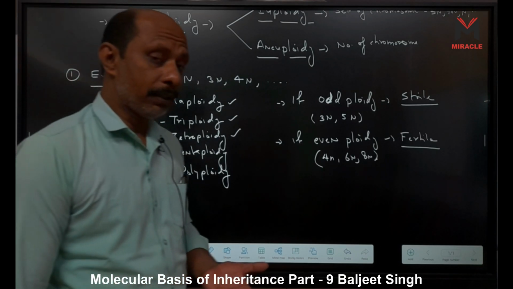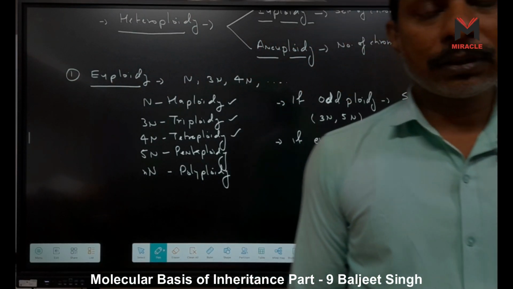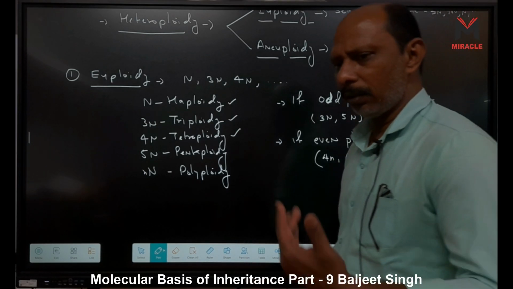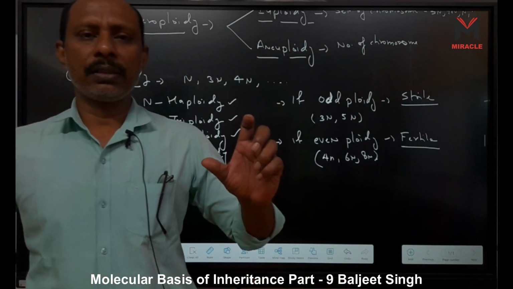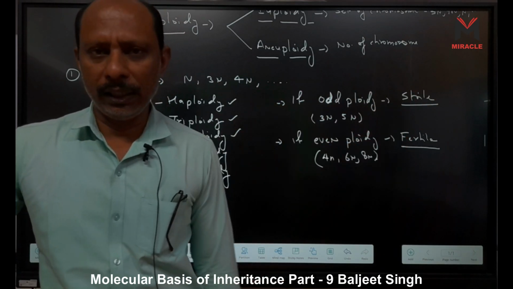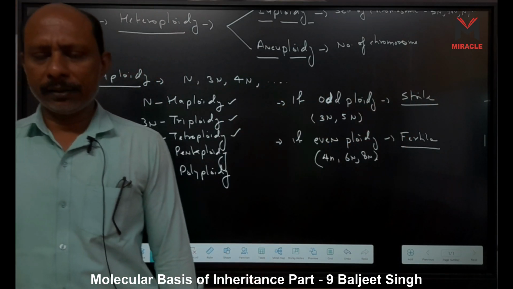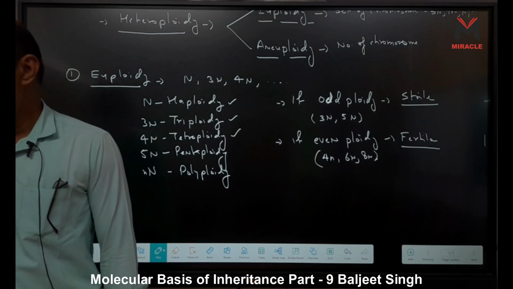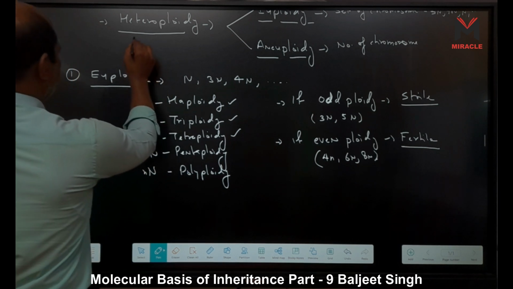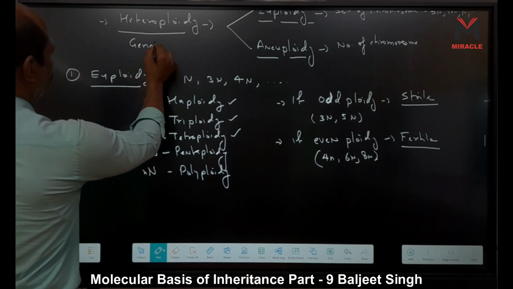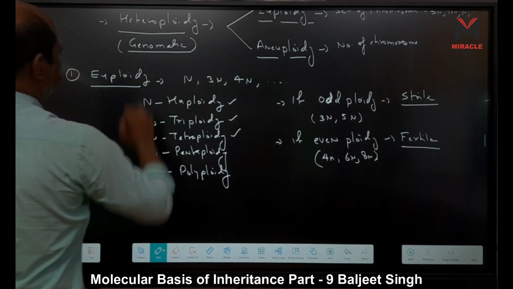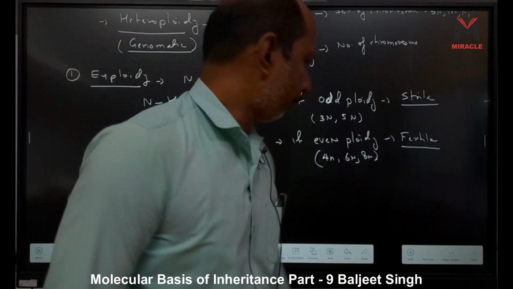But in 3N, this 46 becomes 69, and this is triploidy. In 4N, not a single chromosome is increased, but the total genome of 23 chromosomes is increased. This is also called genomatic heteroploidy, because the genome is increased. You understand?